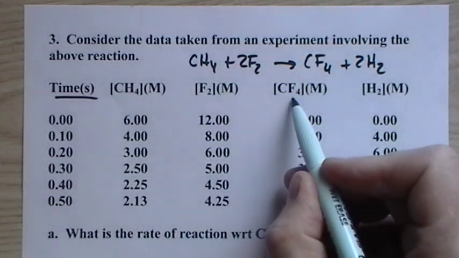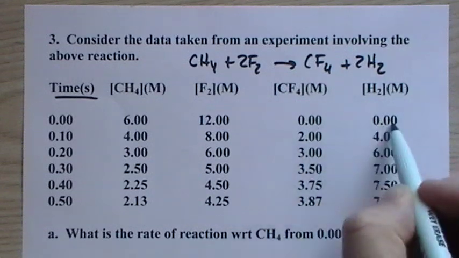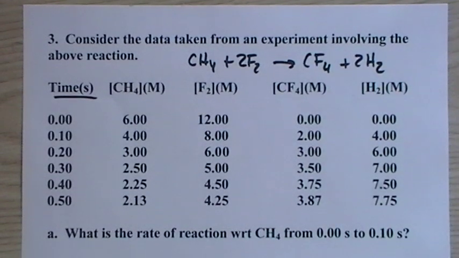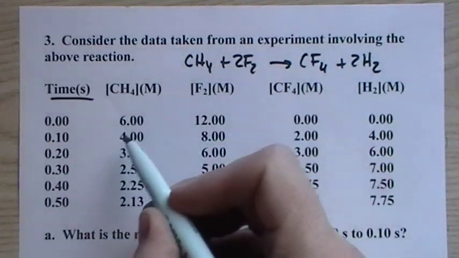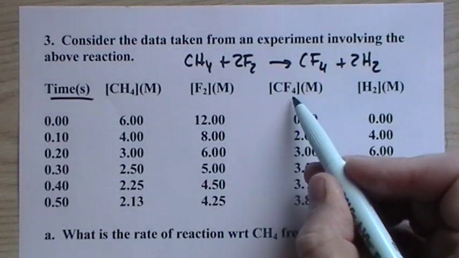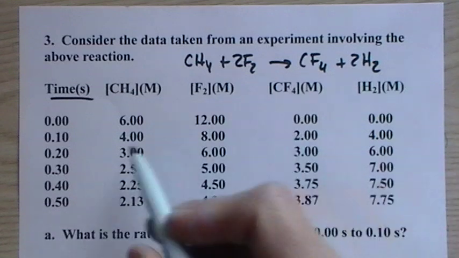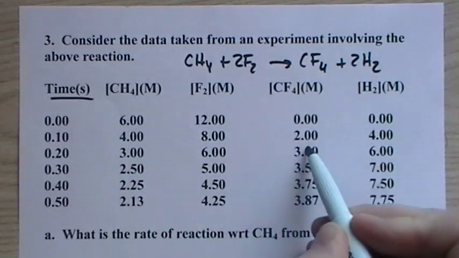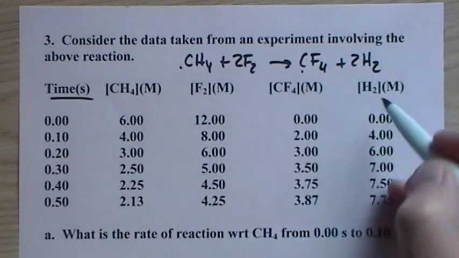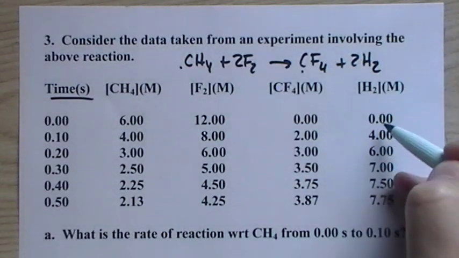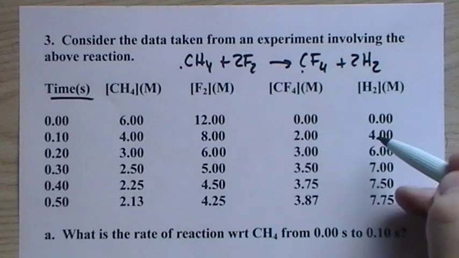Now the CF4 and the hydrogen start out at 0. There's nothing present. That's usually the case where we don't have any products to begin with. Now as the methane drops away, the CF4 increases. So this drops by 2, this increases by 2, and it should, because the ratio is 1 to 1. The hydrogen increases twice as fast, and it should.